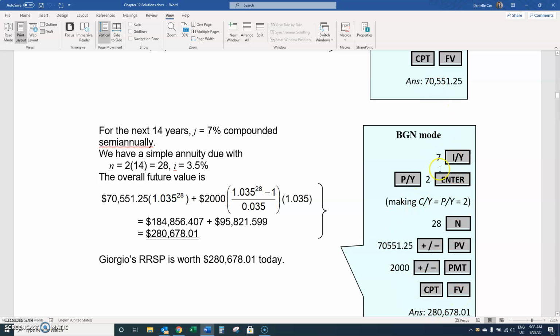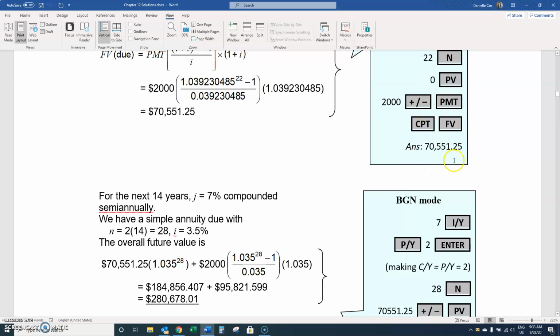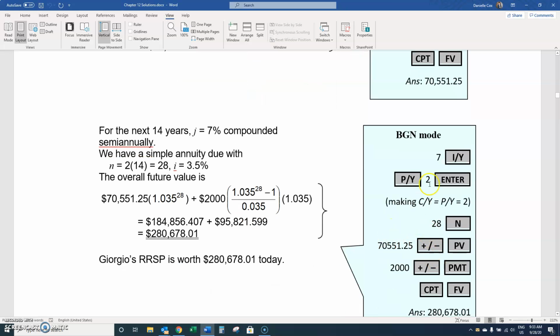So there was a question done like this in an earlier chapter where we had to use one interest rate to calculate payments up to a certain point in time, and then the interest changed, and we had to remember to take this value from the first portion and put it in as our present value to get our final amount. The only difference, again, is beginning mode. So if you understood 10 and 11 and you were getting those correct, this is the exact same. It's just switching to beginning mode.